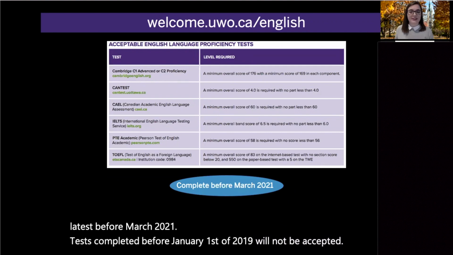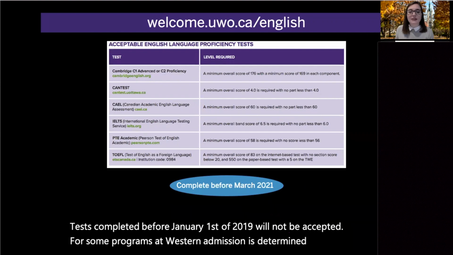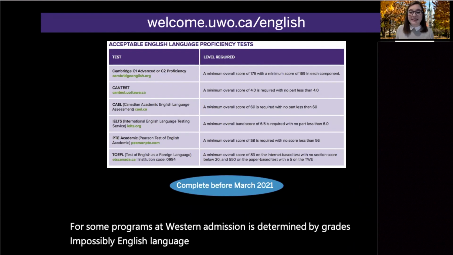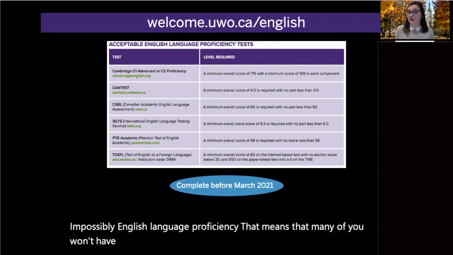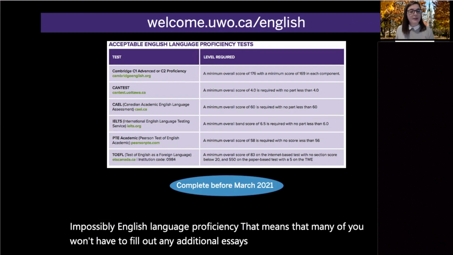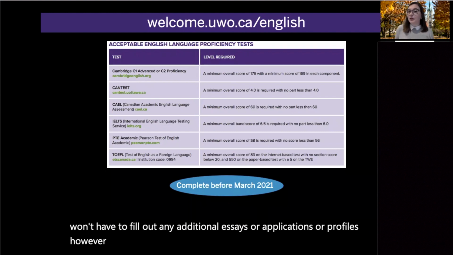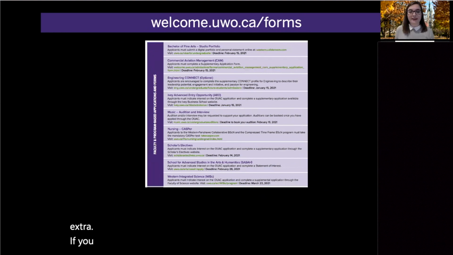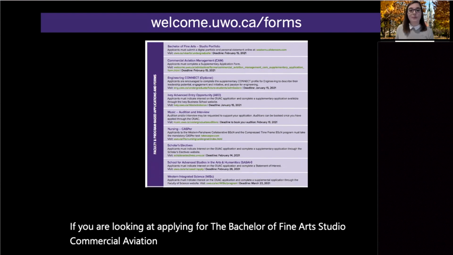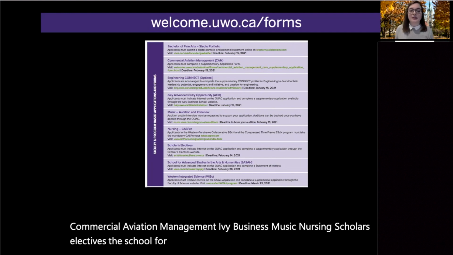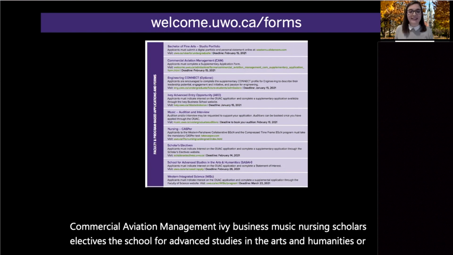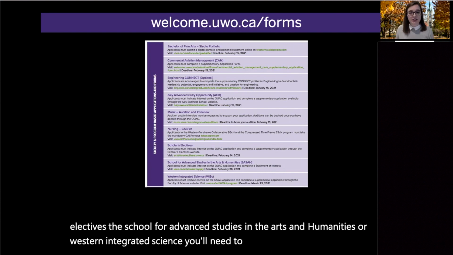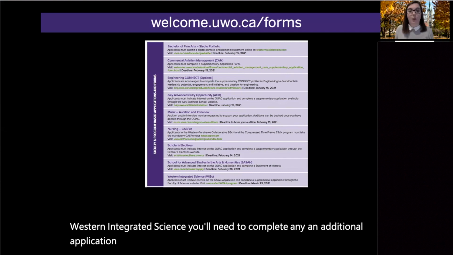For some programs at Western, admission is determined by grades and possibly English language proficiency. That means that many of you won't have to fill out any additional essays or applications or profiles. However, at Western, there are only a few programs that do require something extra. If you are looking at applying for the Bachelor of Fine Arts Studio, Commercial Aviation Management, Ivey Business, Music, Nursing, Scholars Electives, the School for Advanced Studies in the Arts and Humanities, or Western Integrated Science, you'll need to complete an additional application, profile, test, or audition.